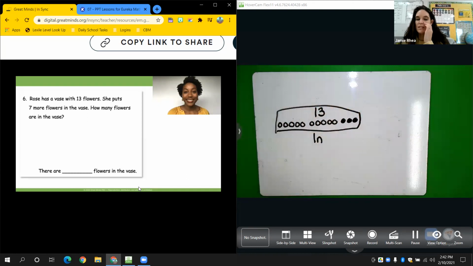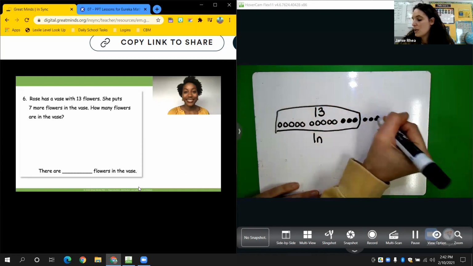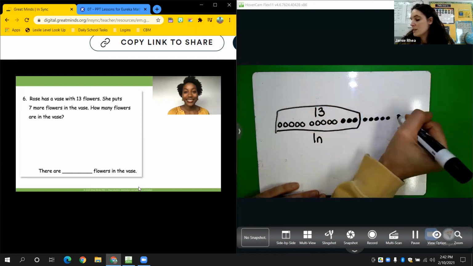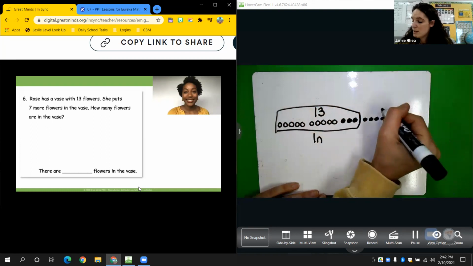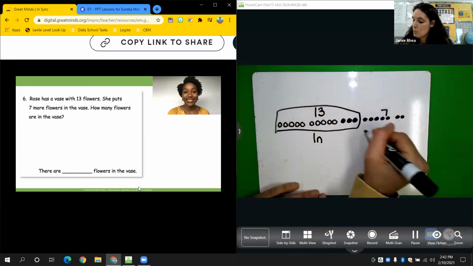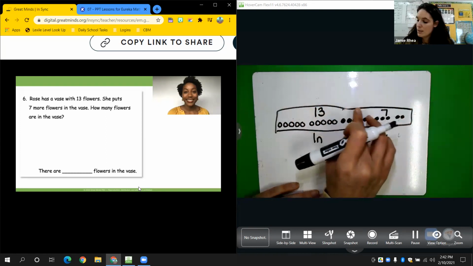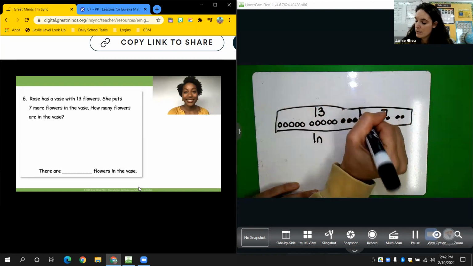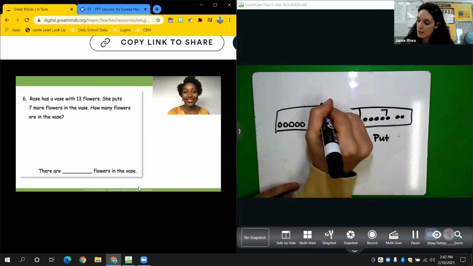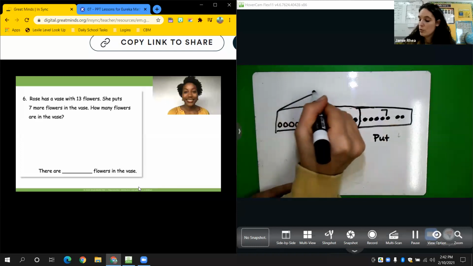Now, she put 7 more flowers in the vase. So let's do 7. 1, 2, 3, 4, 5, 6, 7. 7 more, and we're going to put a label because she put them in the vase. Let's see if we can't make this a little better. That's a little better. All right. We don't know the total yet.